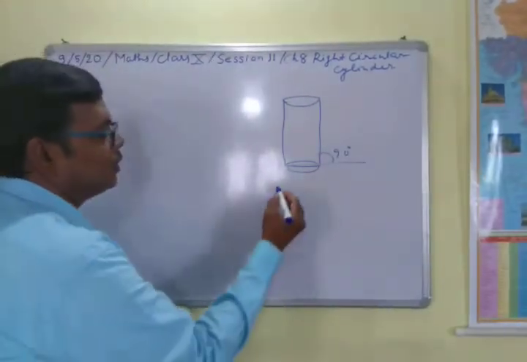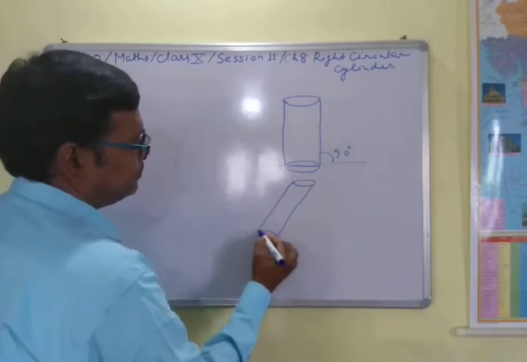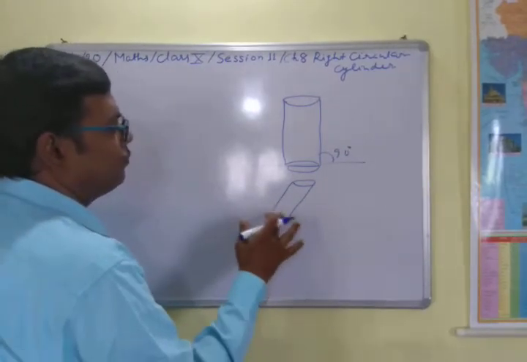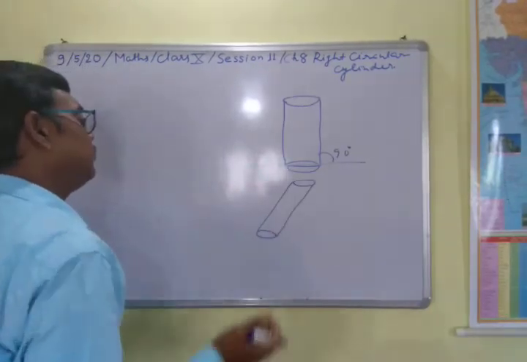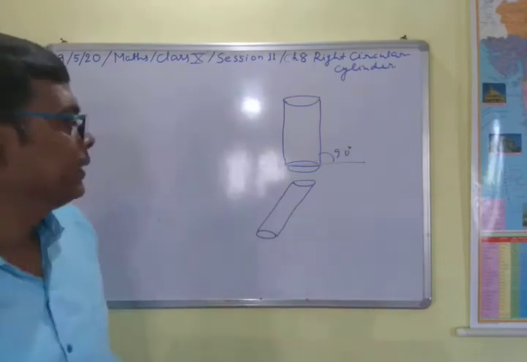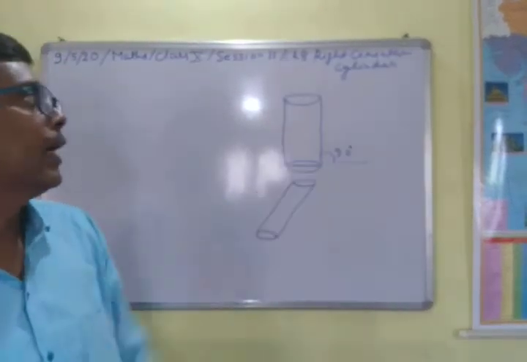We can also take a cylinder like this, an oblique cylinder, but this is not part of our syllabus. We will discuss only this type of cylinder. This is oblique, and it is also a cylinder, but it is not the right circular cylinder.